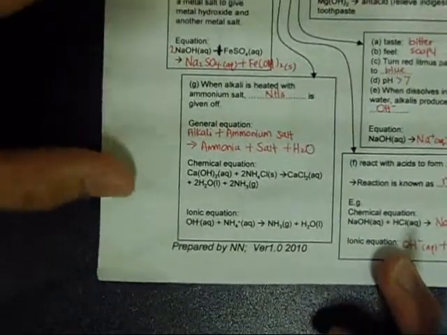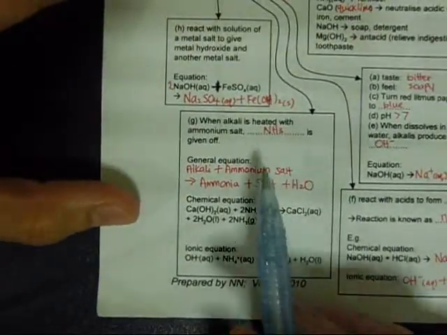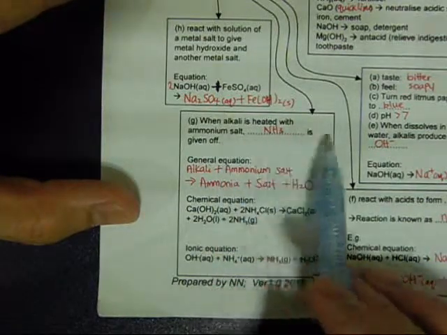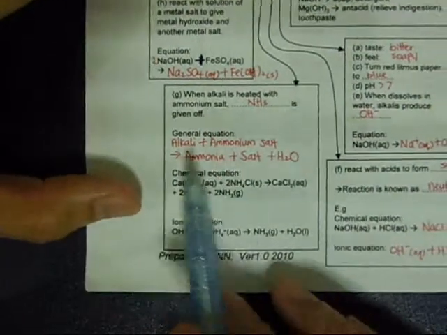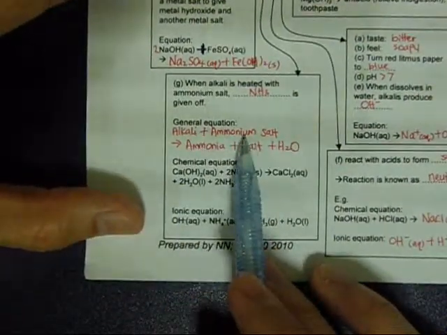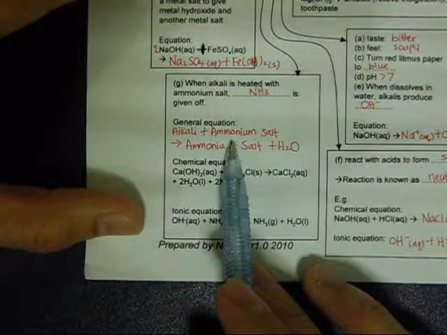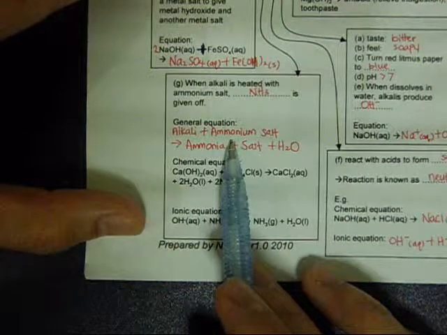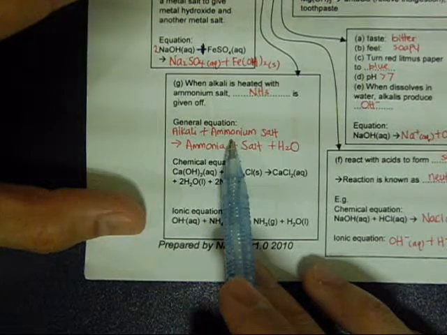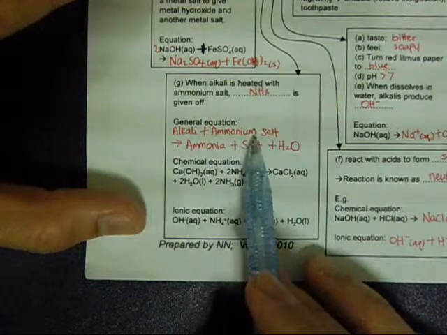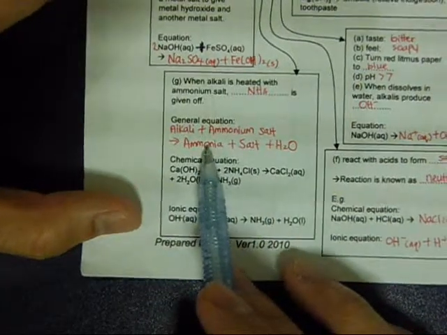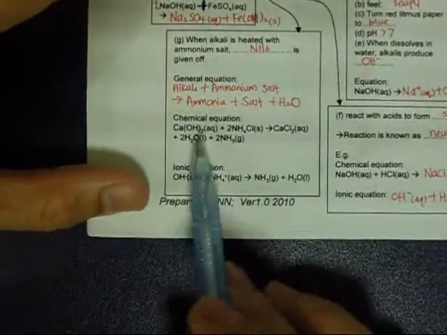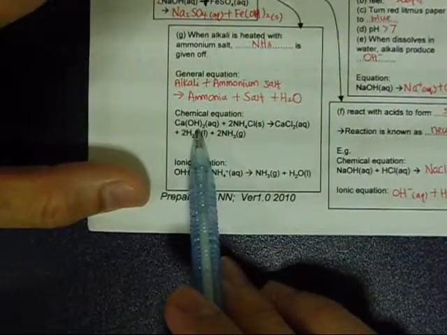This is the first reaction that involves alkali. Another reaction that involves alkali would be when alkali is heated with an ammonium salt. Ammonia is given off. Ammonium salt means ammonium chloride, for example, ammonium sulfate, another example, ammonium nitrate is another example. So as long as you have an alkali and an ammonium salt, and then you heat it, you get ammonia gas, salt and water.